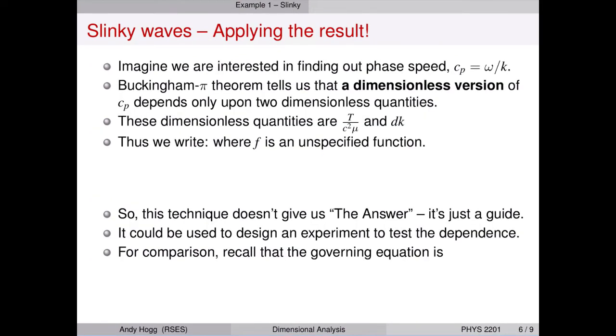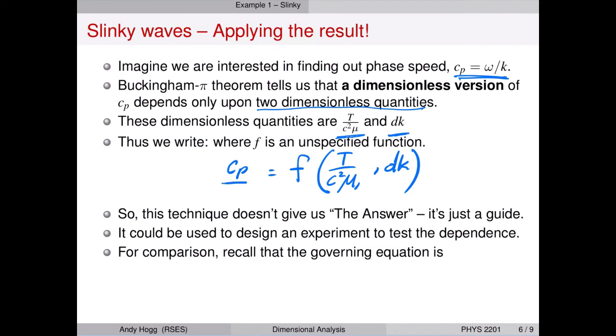But perhaps you're still a little mystified as to how this result can be applied. Well, let's imagine that we're interested in finding out the phase speed, Cp, of waves along this slinky. We know that this system depends on 2 dimensionless quantities, and we've written these as T on c squared mu and d times k. So Cp must somehow depend on these quantities. We write this relationship as an unspecified function, f, of these 2 variables. However, since the right-hand side of this equation depends only on dimensionless quantities, the left-hand side must also be dimensionless. So we have to non-dimensionalise Cp, and in this case, the natural choice is to use the speed of sound c. This gives us Cp on c being an unspecified function of T on c squared mu and dk.